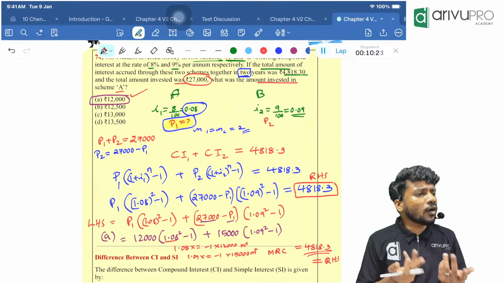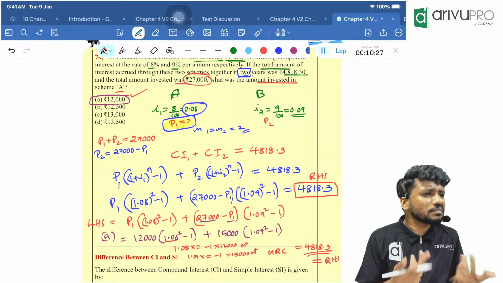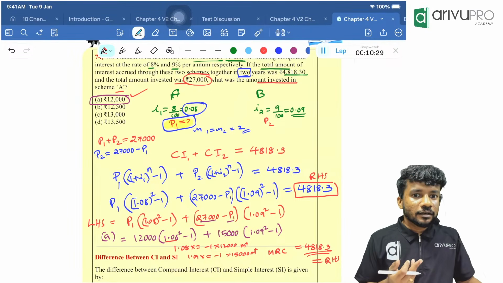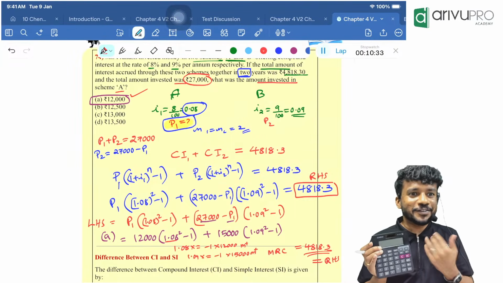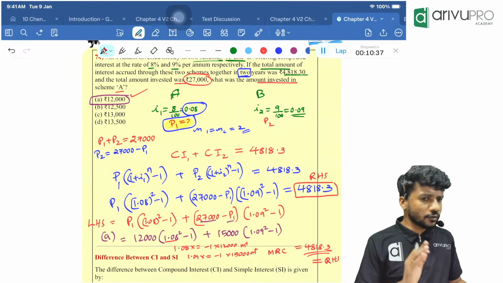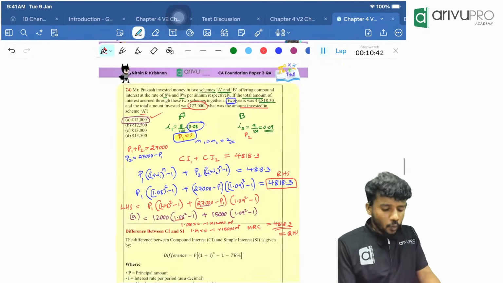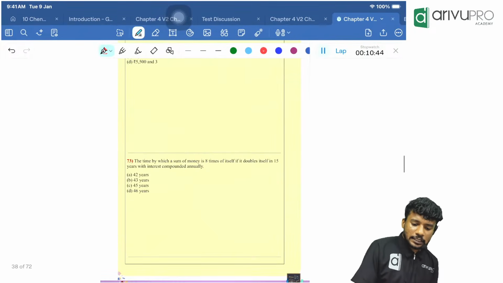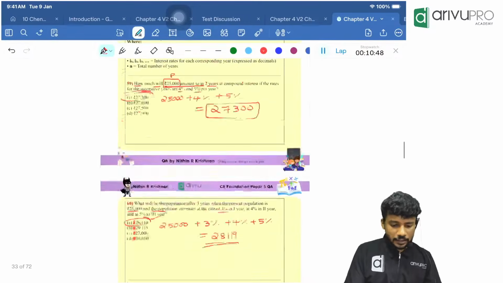Why are we not solving it, opening the bracket and all? Because sometimes with the percentage and all, we might make mistakes. So, we should use the calculator and go about it. Some people will be good with it. You can open the bracket and do it. Okay. If so, the next question is the last type before the break.